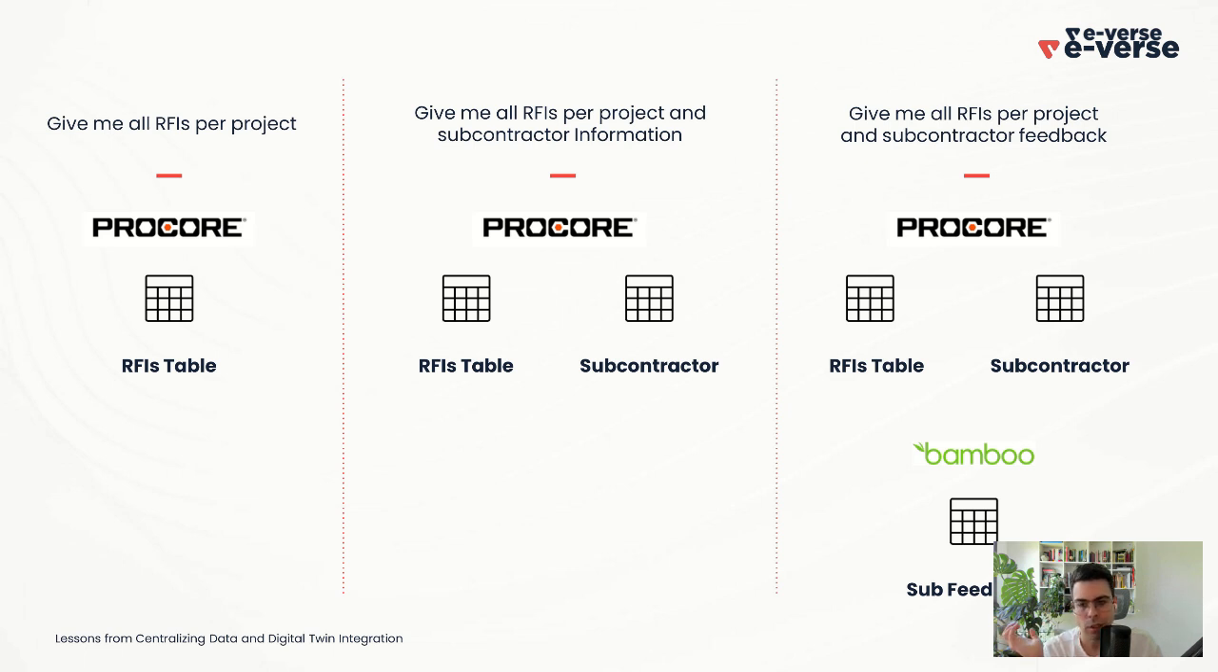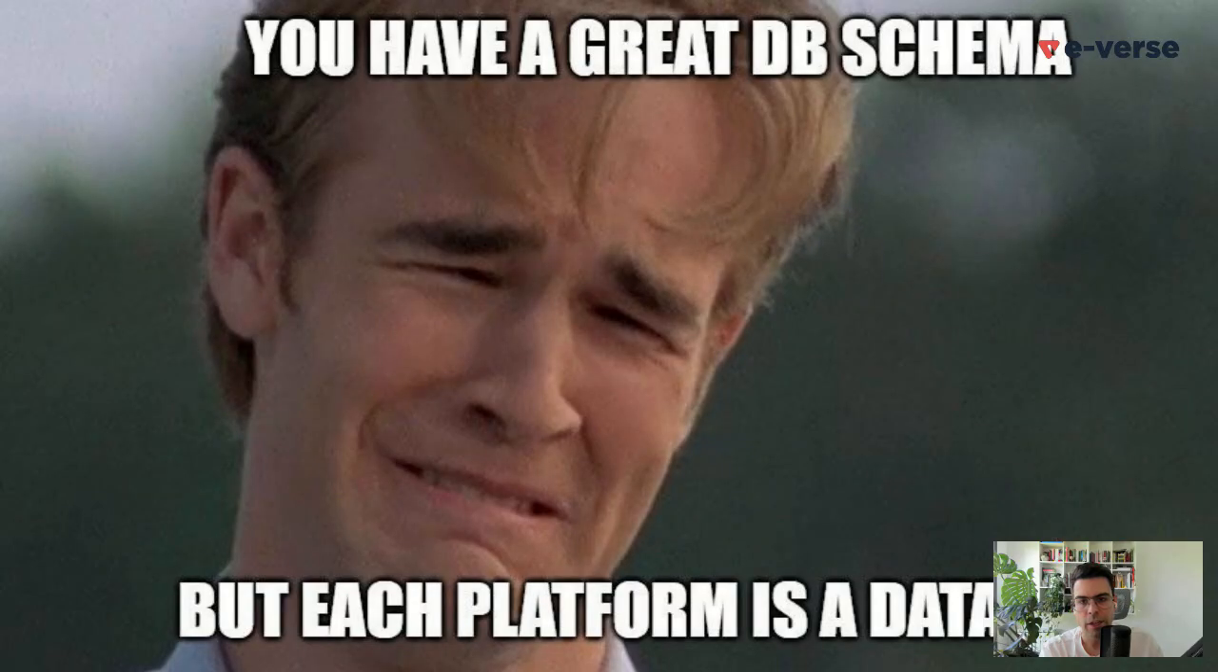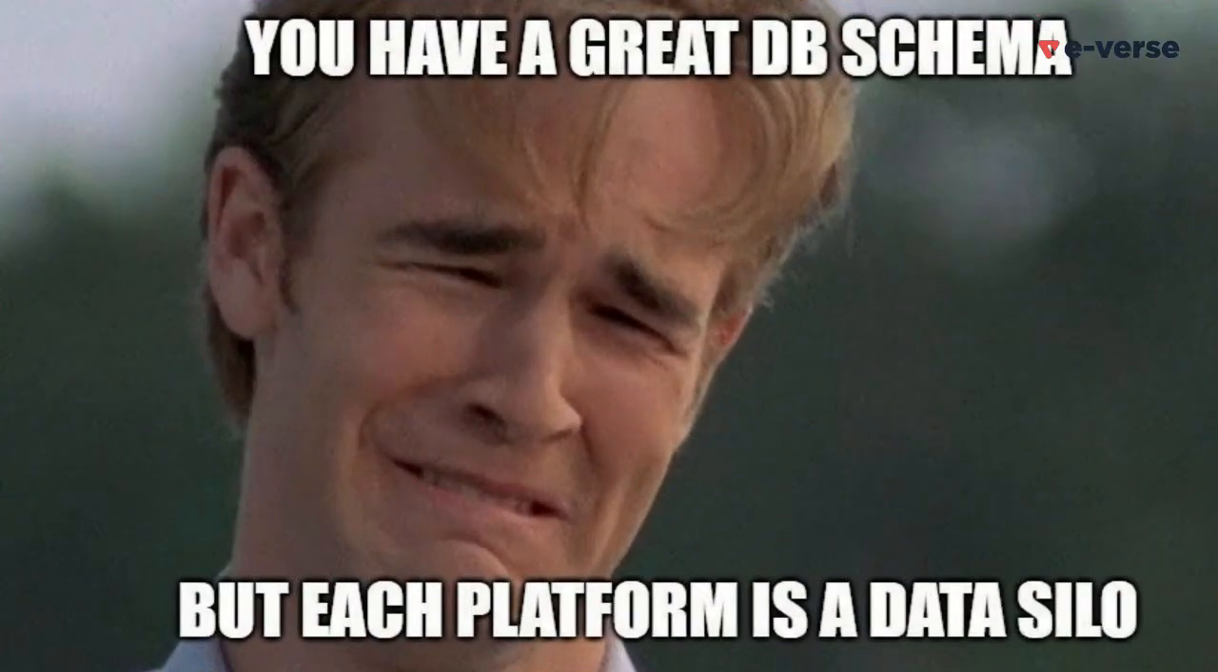So this is a good example. Like I said, Procore, and take the RFIs table. I take multiple tables from Procore. It's a little bit more complex. But then if I'm integrating multiple sources, it's much more complex. For example, I'm getting all the RFIs from a project by subcontractor and then get the feedback from the HR platform that we're using. So how do you match the data? This is the thing. What happens is you have a great data schema, but each platform is a data silo, right? And that's a problem.